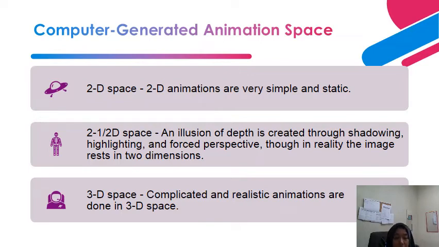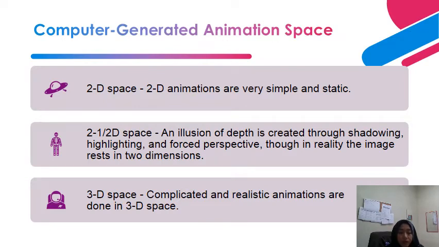x and y axis. While 2.5D space is actually an illusion of depth created through shadowing, highlighting, and foreshortening and perspective, though in reality the image rests in 2D. So in 2.5D, we actually have the x and y axis, but you add on the shadowing and highlighting so that it almost looks like 3D space. You have the lighting, or for example you give some emboss to your picture, so it will look like a 3D animation. But it is not 3D yet.